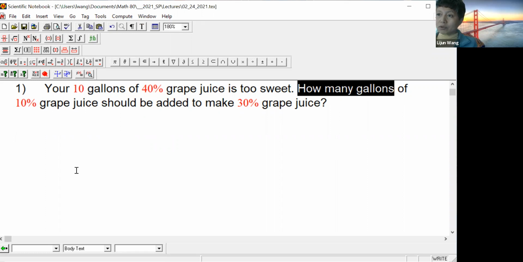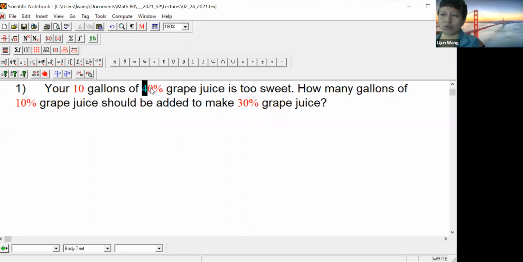So we have 2 kinds of juice. Actually, we have 3 kinds of grape juice. Why do we distinguish them into 3 different kinds? Because their concentration is different. The 40% grape juice says if you have 100 ounces, then 40 ounces are pure sugar. The 10% means if you have 100 ounces of grape juice, 10 ounces are pure sugar.